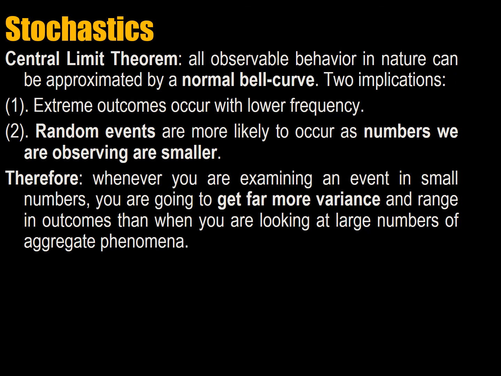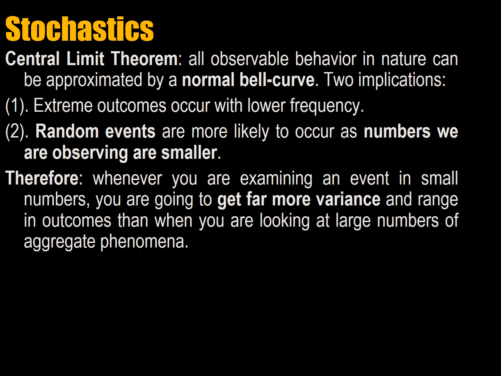Number 2, highly unlikely events are more likely to occur as the numbers we are observing are smaller. So if we had a bell curve made up of 1,000 events, it's very unlikely Hitler would have won. But if we have a bell curve of only 9 events, it's actually more likely that a discrete block of victory would have occurred in that block.